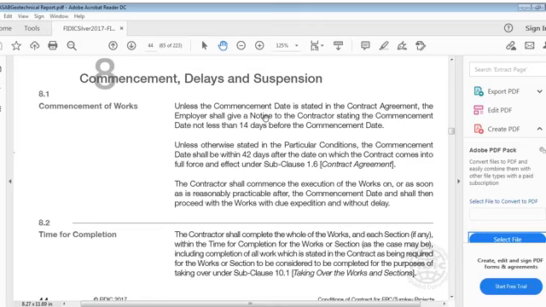Now let's go to FIDIC 2017 Silver Book, where I left off at Article 8. I talked at the end about what we have done. Now we are talking about commencement, delays and suspension. This is Article 8.1, Commencement of Works.